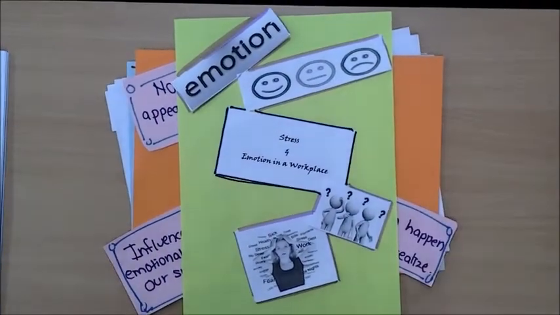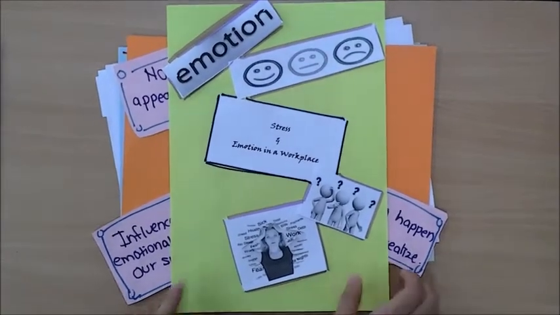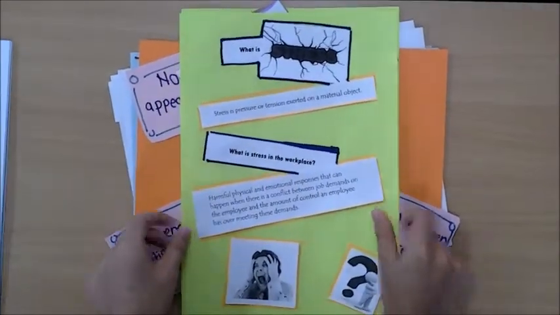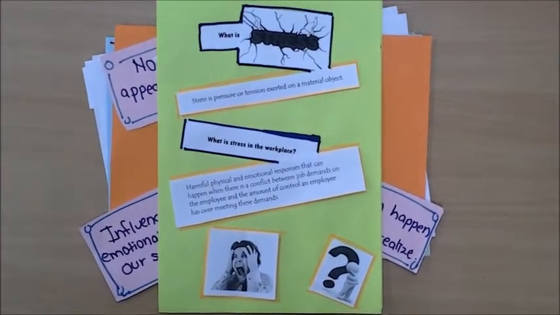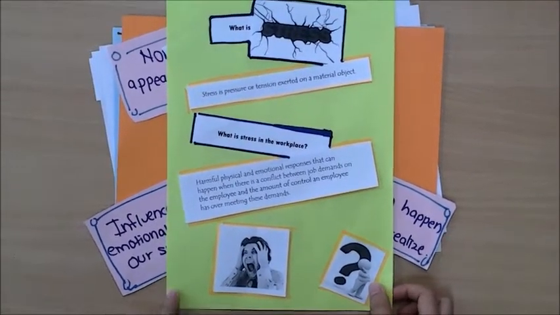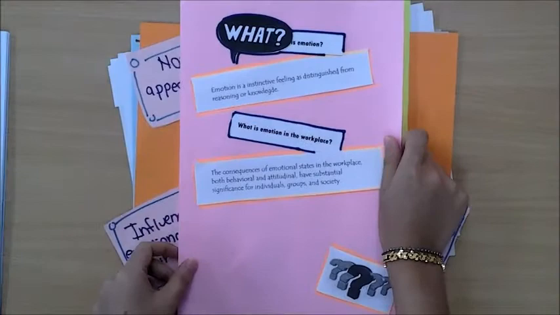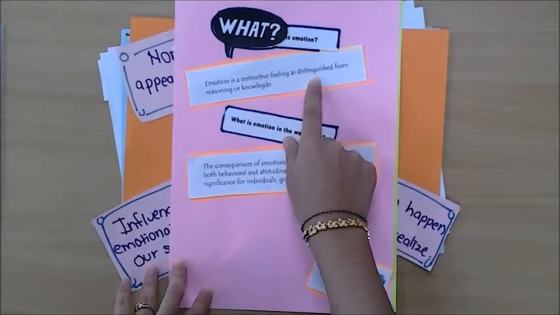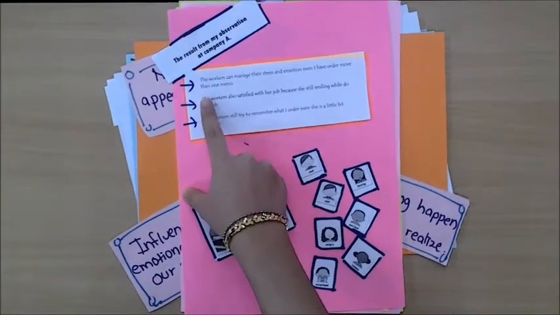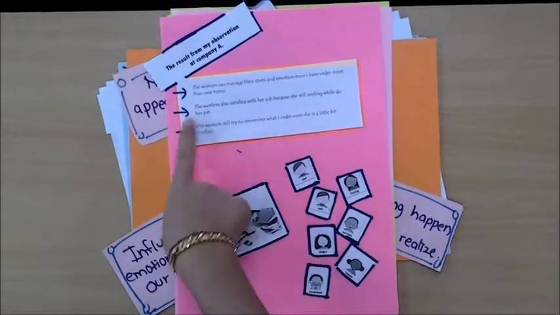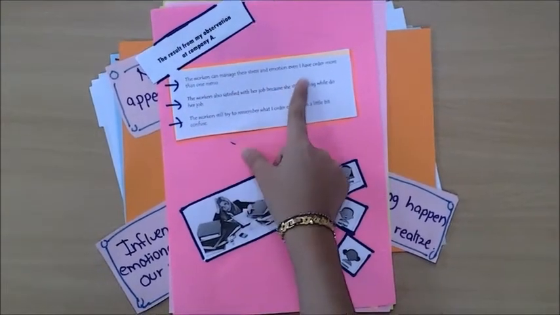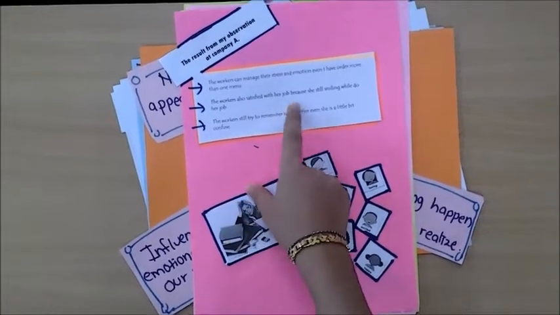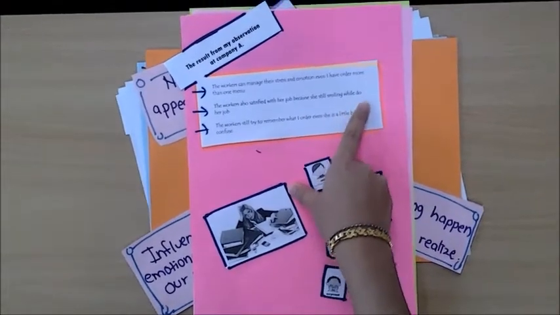Next, we observe stress and emotion in the workplace. First, what is stress? Stress is pressure or tension exerted on a material object. What is emotion? Emotion is an instinctive feeling as distinguished from reasoning or knowledge. This is the result from my observation at company A. The workers can manage their stress and emotions even though I ordered more than one menu item. The worker is also satisfied with her job because she is still smiling while doing her job.